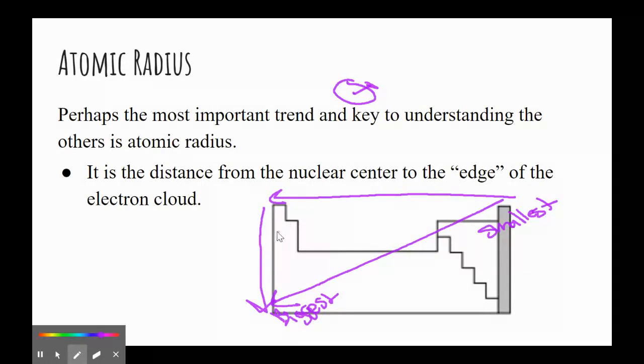So I might give you two elements, say lithium and sodium, and ask you to tell me which one has a bigger radius. The answer would be sodium because it's further down. The radius increases as you go down a group. So that's the type of question that you should be able to answer.